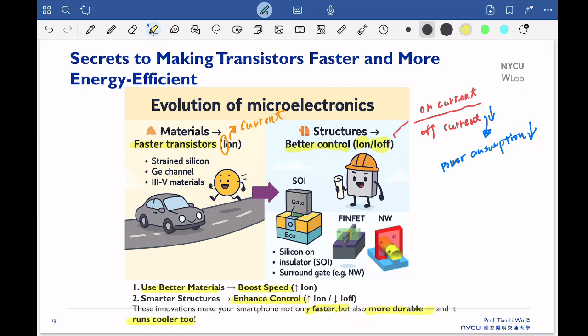So we have what we call the silicon on insulator. This is a transistor built mainly on the insulator. And then we have the FinFET, and then also the ultimate goal, the nanosheet, which is the very advanced transistor.